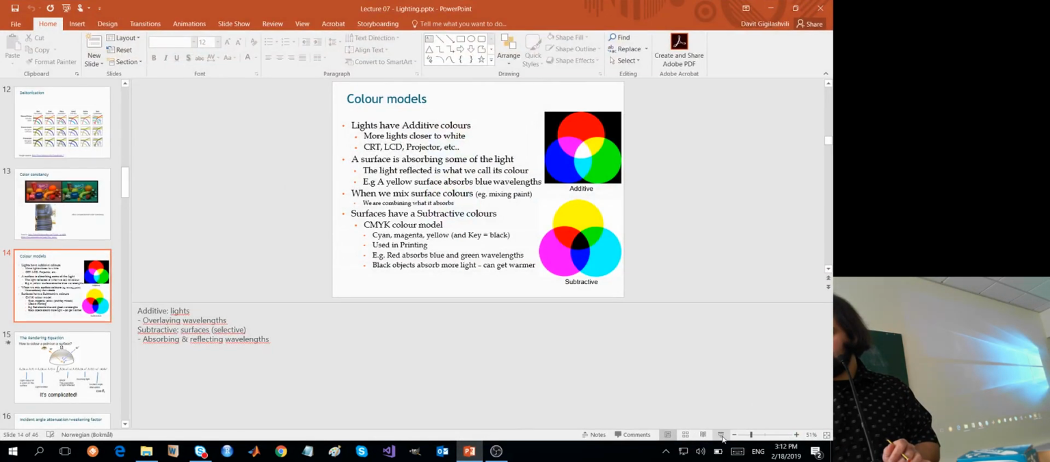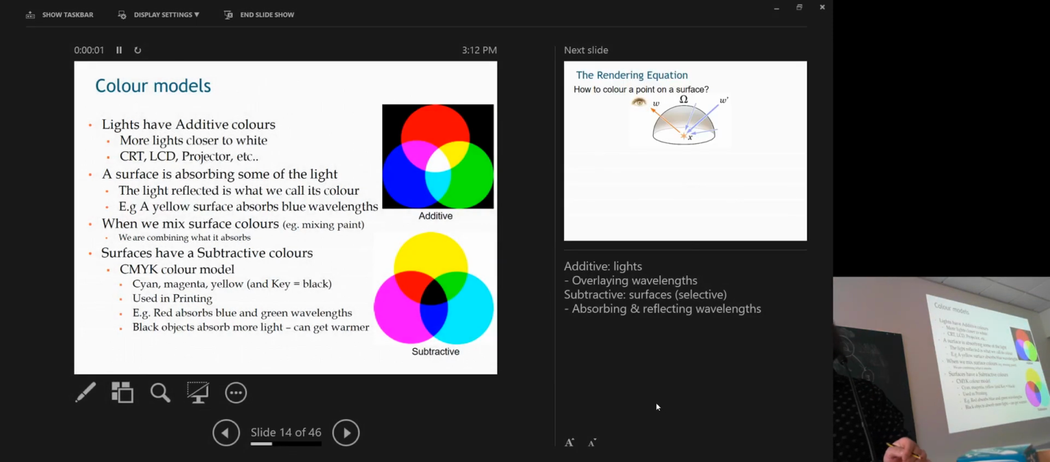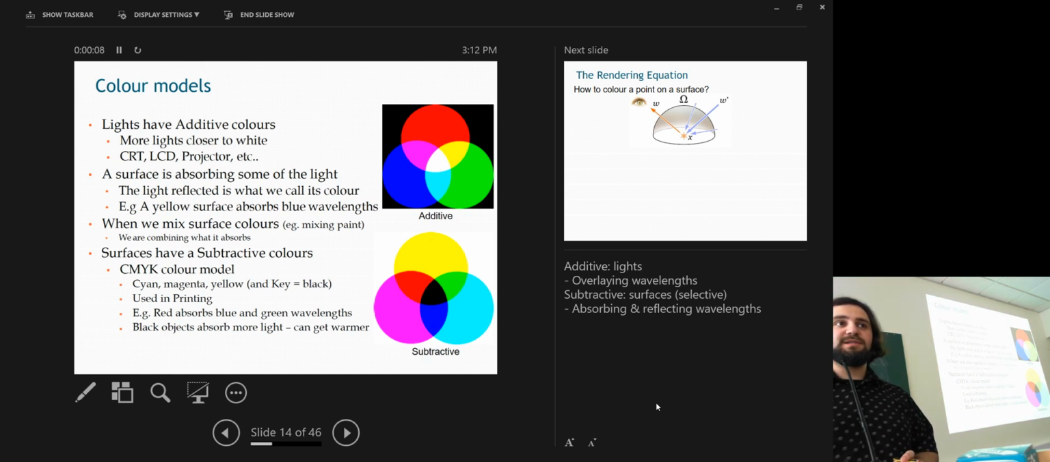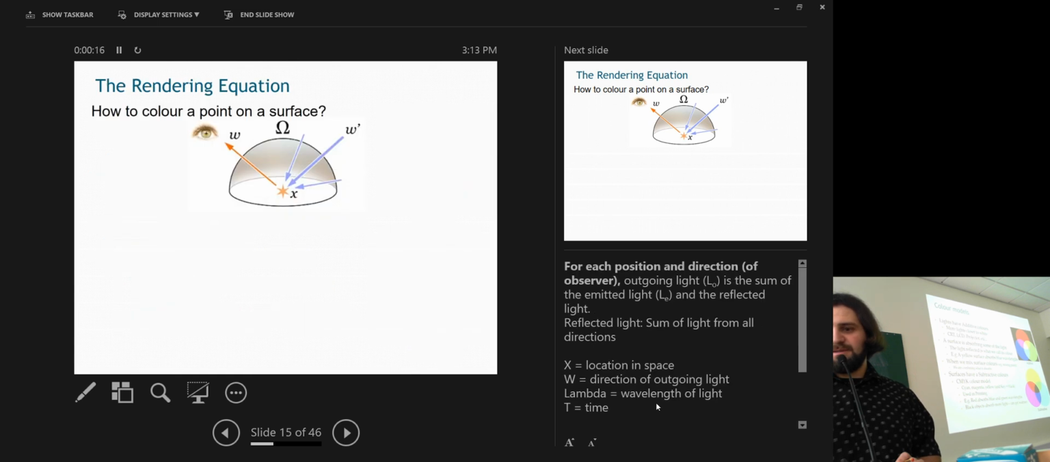Okay, let's continue. So till now we have just discussed some basics, how color is formed and perceived. And now let's get to the actual rendering process.